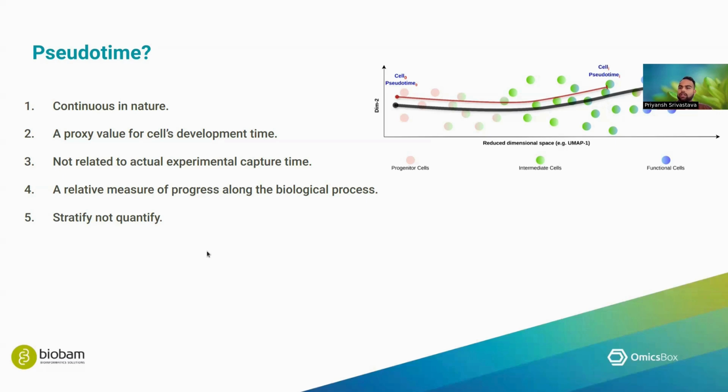So the idea is to stratify, provide order, not to quantify. So a pseudotime value is arbitrary in nature and doesn't reflect the percentage of differentiation or the amount of differentiation. It only reflects that if a cell has a higher value of pseudotime, it just means that it's further along the biological process compared to a cell in the same biological process which has a lower value of pseudotime.